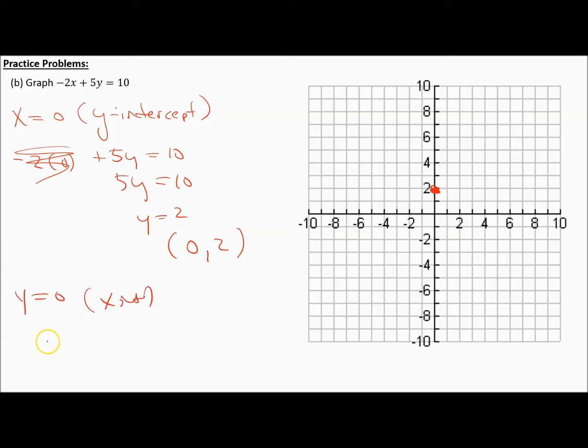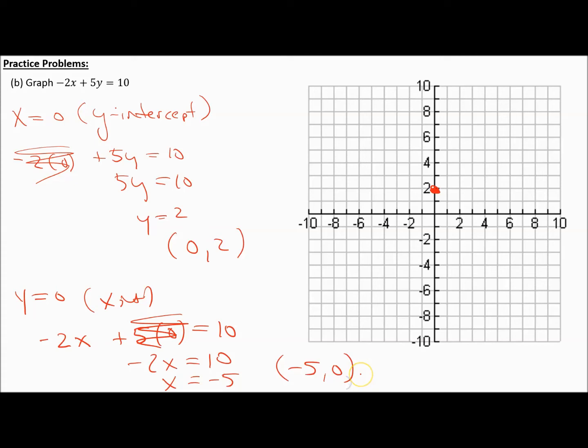Okay. So that's going to give me negative 2x plus 5. I'm substituting 0 for y is equal to 10. Again, 5 times 0 is 0, but that's just gone. That gives me negative 2x is equal to 10. I divide both sides by negative 2. Y'all all know that 10 divided by negative 2 is negative 5. I plot that point. That's negative 5, comma 0. So that's right here. I connect the dots, make a nice straight line, and I am done with that graph.